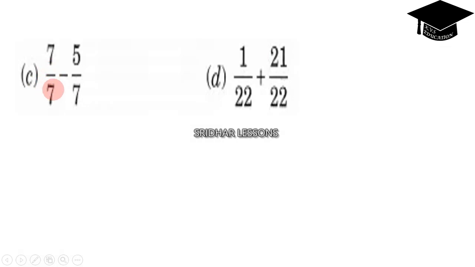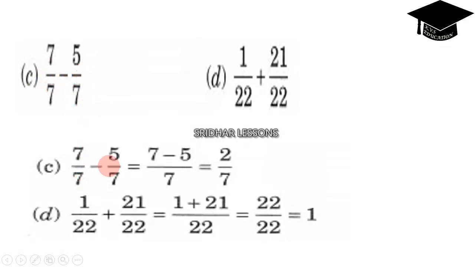7 by 7 minus 5 by 7 is simply 7 minus 5 by 7, because they have a common denominator. This equals 2 by 7. Next one, 1 by 22 plus 21 by 22. That means 1 plus 21 by 22, which equals 1.